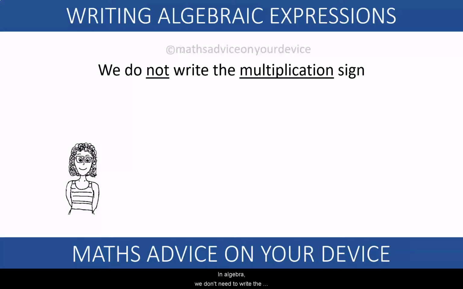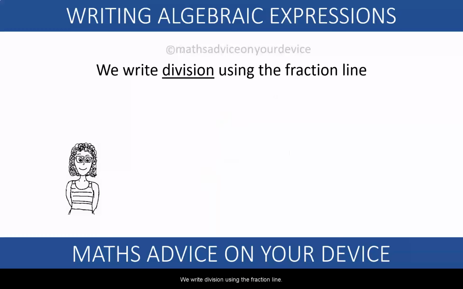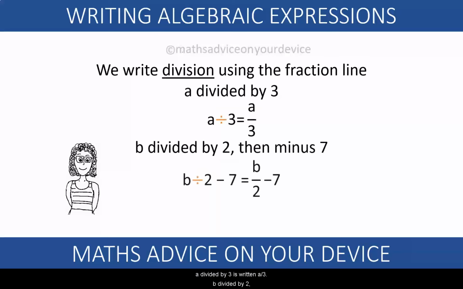In algebra, we don't need to write the multiplication sign in general, so 4 multiplied by a is written 4a. b multiplied by minus 10 is written minus 10b. We write division using the fraction line. A divided by 3 is written a over 3. b divided by 2, then minus 7, is written b over 2 minus 7.